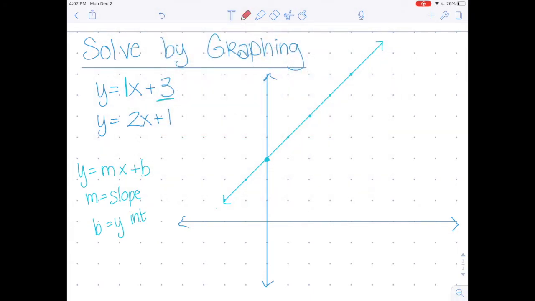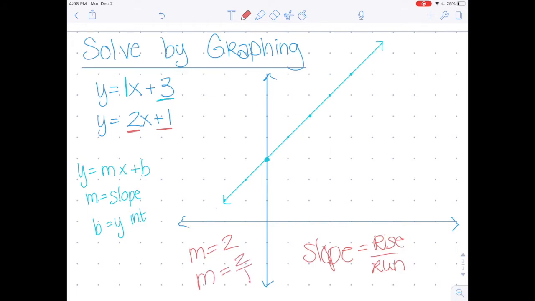So now let's look at the second equation. We know the slope is 2, and we know the y-intercept is 1. Now remember, slope is rise over run. So in order for m to be 2, that means it's actually 2 over 1. So it goes up 2 to the right 1. So y-intercept is at positive 1. So we're going to put a point at positive 1. Then we're going to go up 2 over 1 to get to our next point, up 2 over 1 to get to our next point, up 2 over 1 to get to another point.